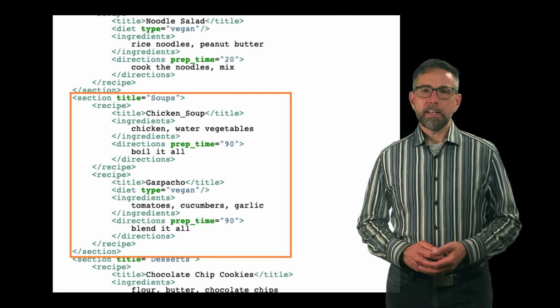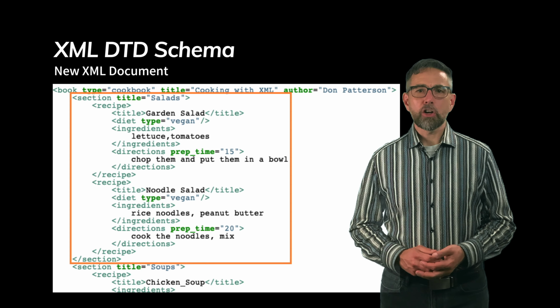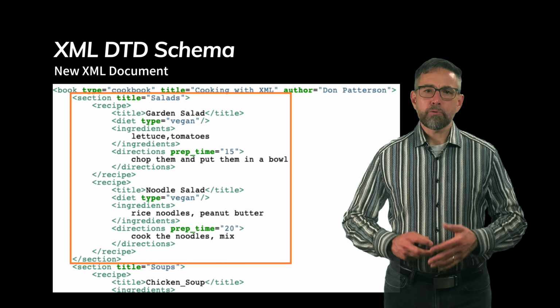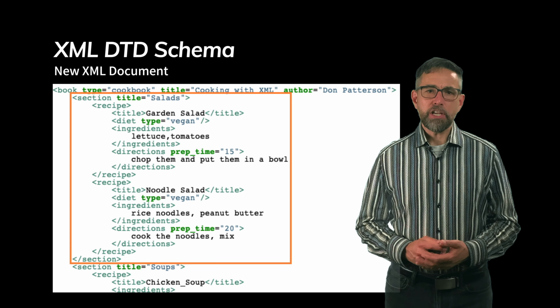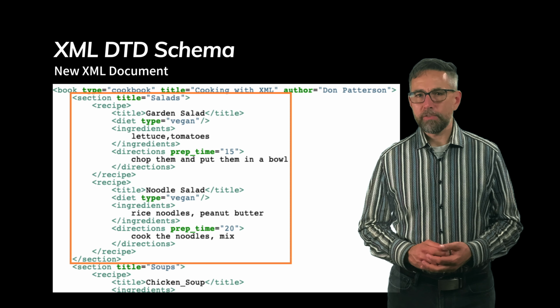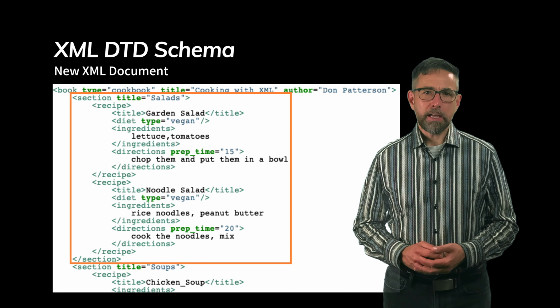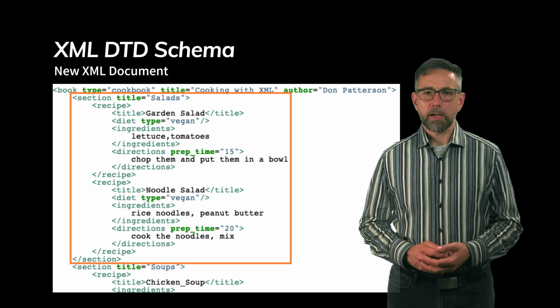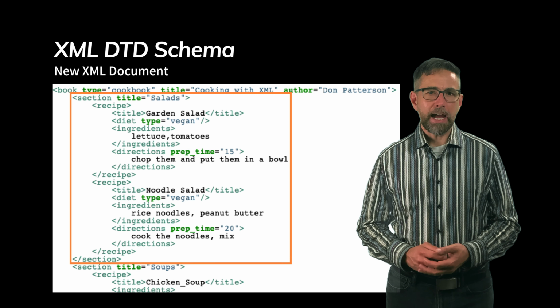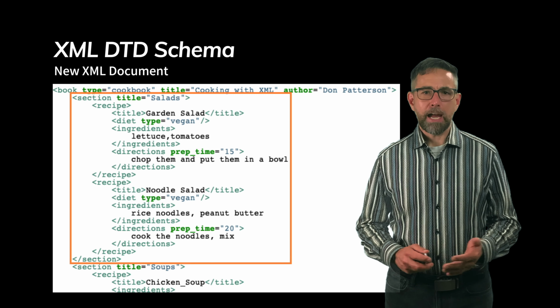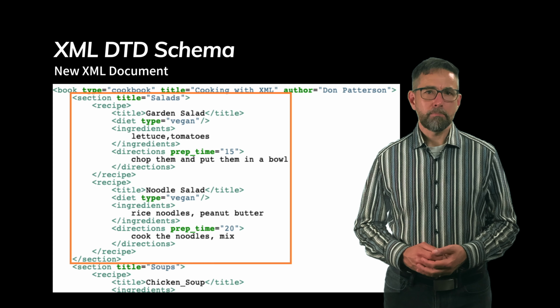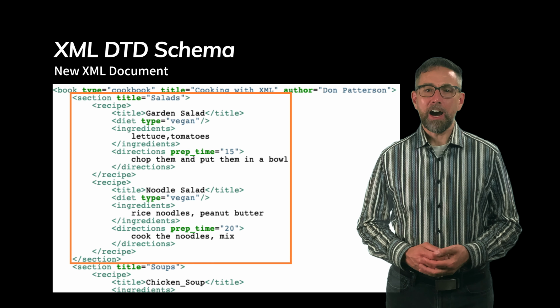Let's take a look at the previous example that we had of a cookbook. And what I've done is I've restructured it a little bit. I've changed the names of the tags and I've moved the attributes around. So for example, now our root tag is called book, and I've added attributes of type, title, and author. Type being cookbook, title, cooking with XML, and the author, J Patterson.